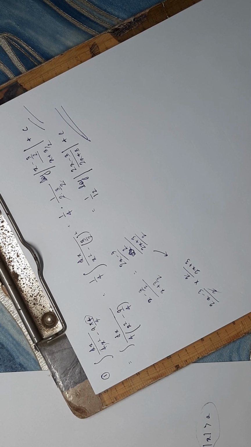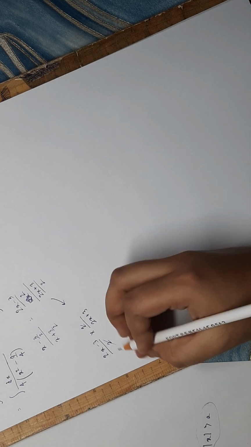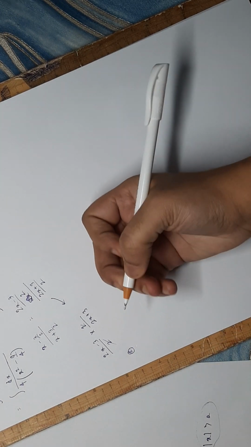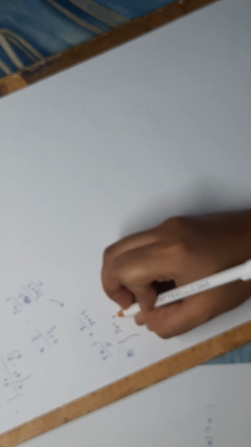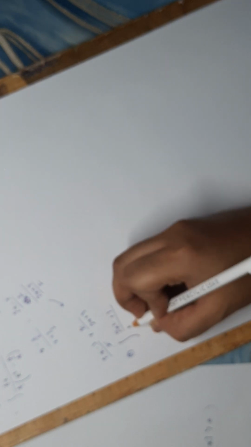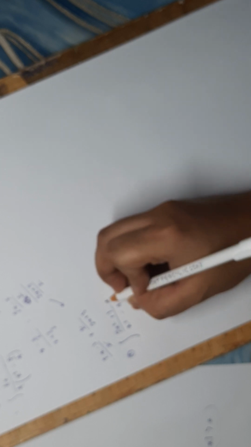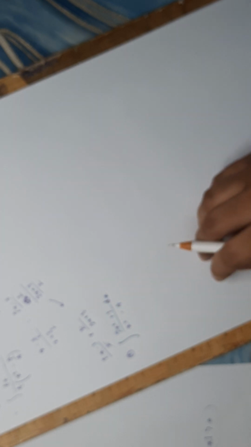Alright, now we will take another easy problem. So our other problem is integration of (2x square plus 1) divided by (x square minus 4) into dx. So how will we solve this problem?